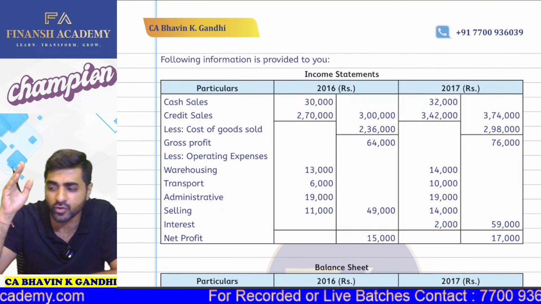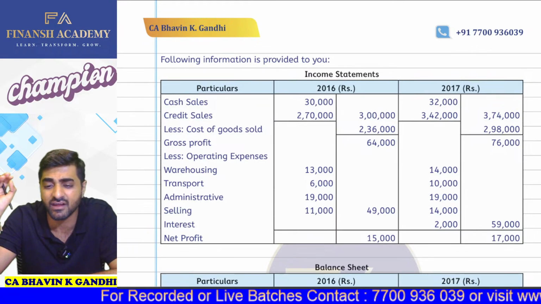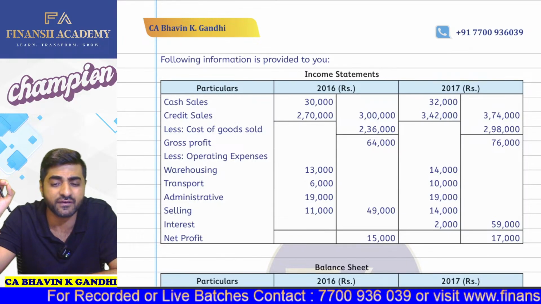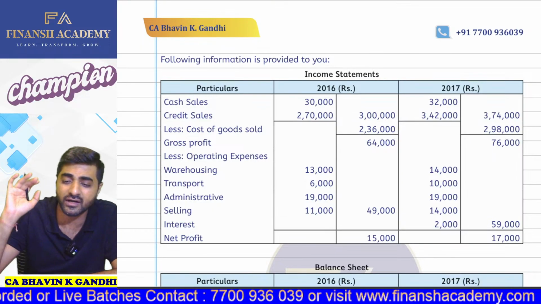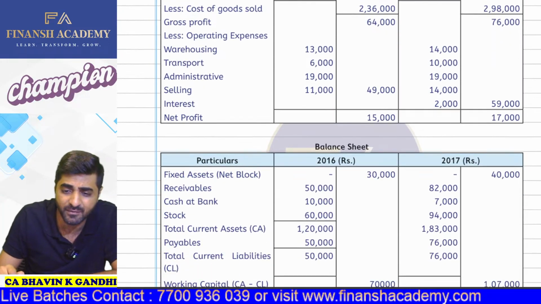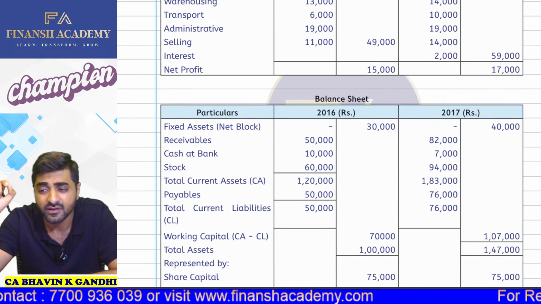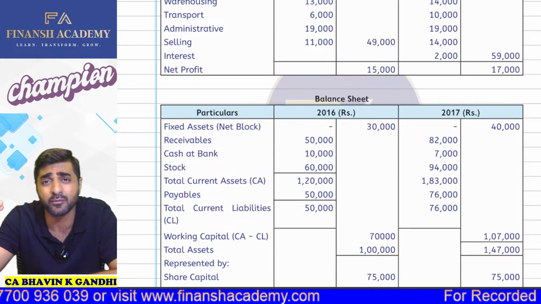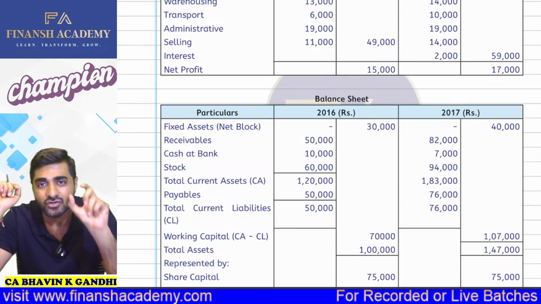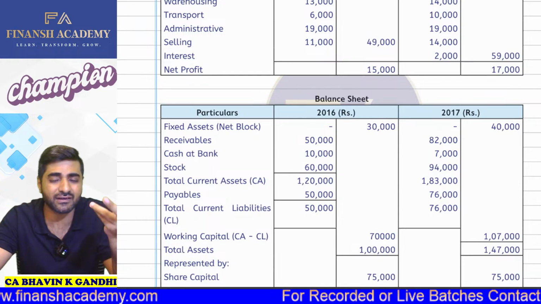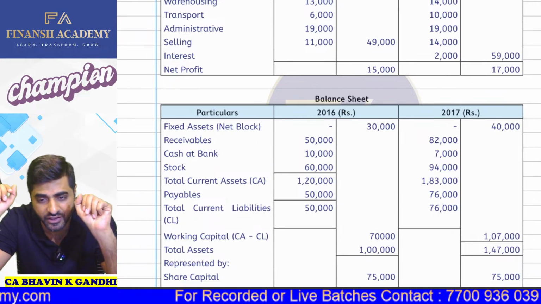So we have income statements for 2 years, that is 2016 and 2017, where we have cash sales, credit sales, then less cost of goods sold, gross profit, less operating expenses, then warehousing, transport, admin, selling, interest, then net profits. We also have the balance sheet available in which there are fixed assets, net block, which is 30 lakhs, 30,000 and 40,000. So what is net block? Net block means the gross amount of the fixed assets minus the depreciation provided on it. So that will give you the net amount. They have directly given us the net amount, that is after the provision for depreciation or accumulated depreciation charged on it.